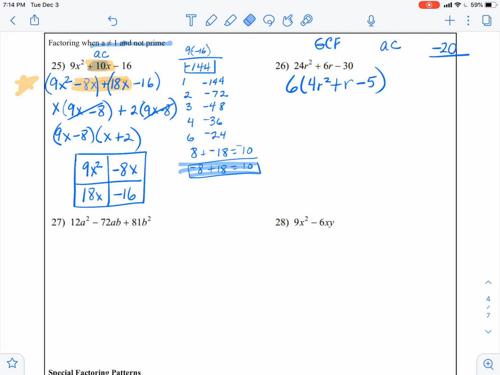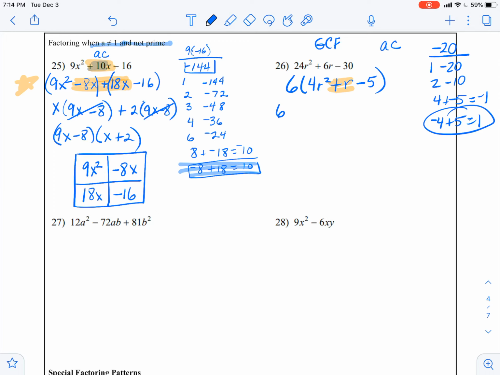I am looking for it to be a positive 1. So I've got 1 and a negative 20, 2 and a negative 10, 3 won't go in, 4 and a negative 5. Okay, that will add and give me a negative 1. I needed a positive 1, so we're going to flip the signs, and now this is what I'm using.